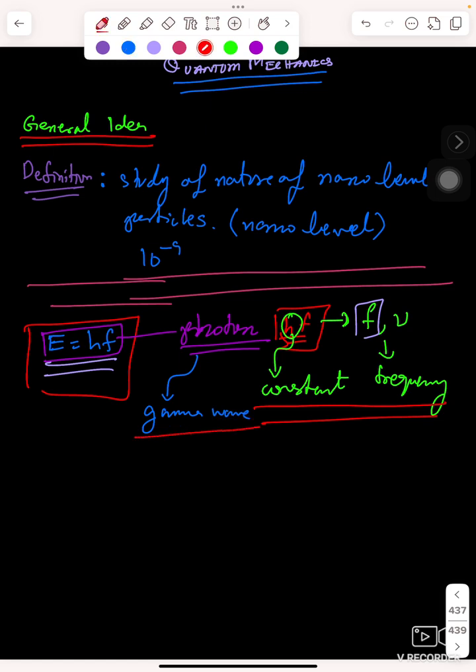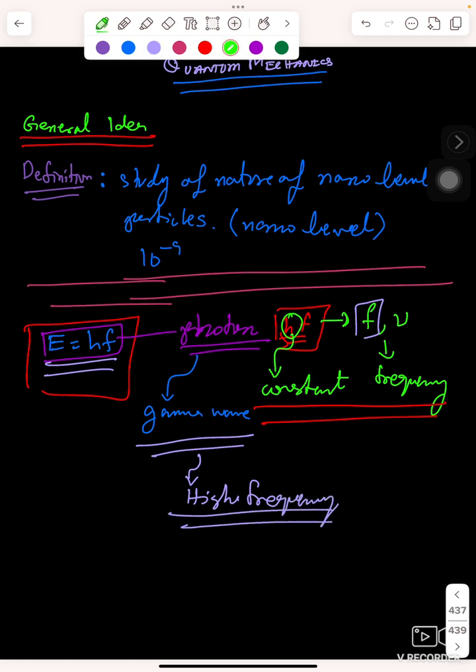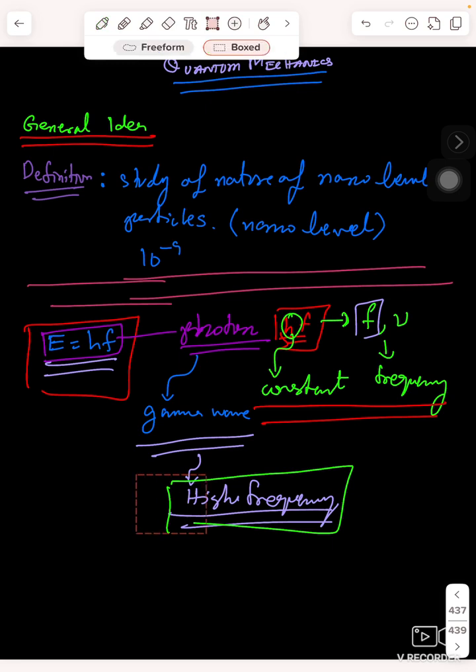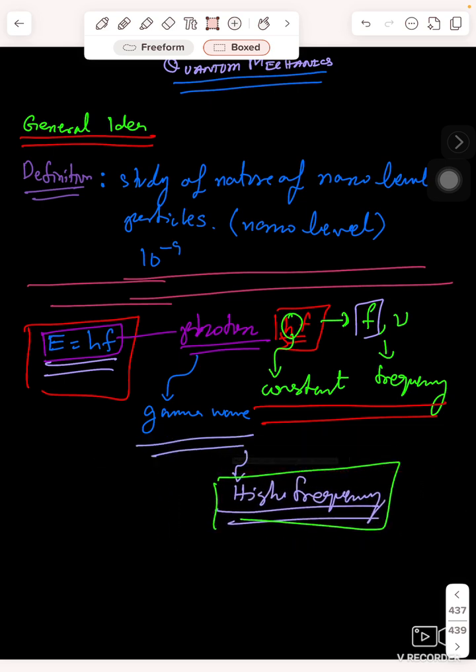Now, it being a gamma wave shows that it must have high frequency. What does it mean by it having high frequency? Okay, let's calculate the energy. Let's do some calculation based on basic assumptions. I will be making assumptions, and on those assumptions we will be making calculations. Imagine that since it's a gamma wave, its frequency is higher.